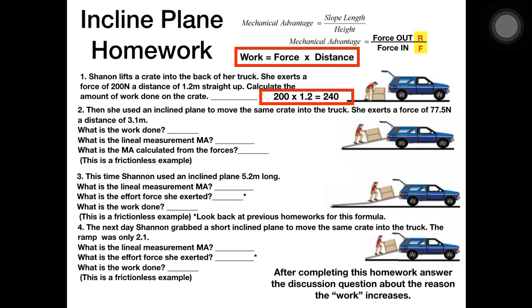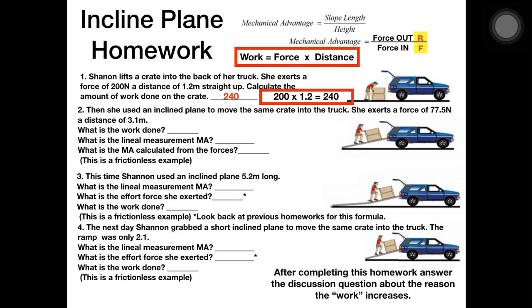Now, if we look at number 2, it says, then she used an inclined plane to move the same crate into the truck. She exerts a force of 77.5 newtons, a distance of 3.1 meters. Okay, now with the inclined plane, the force she had to put in was less, at 77.5. However, the distance that she had to put in was greater, 3.1. So, the first question says, what is the work done?